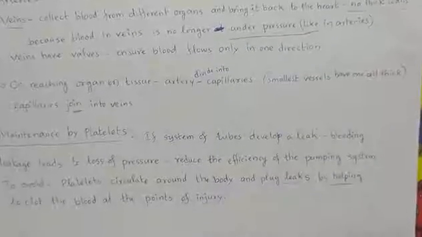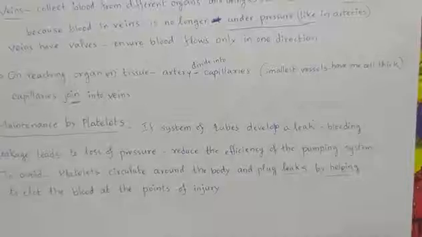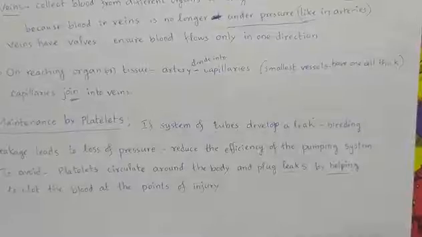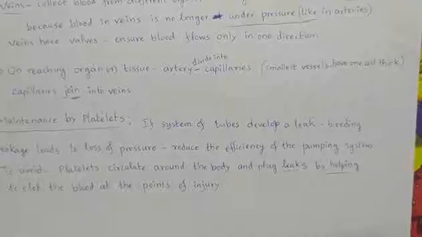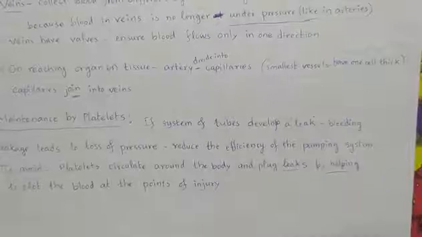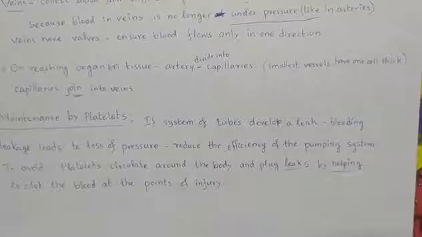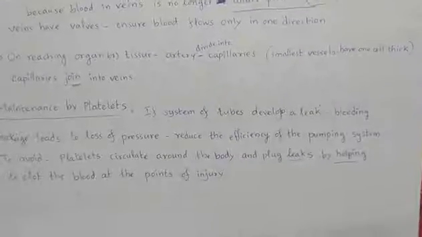On reaching an organ or tissue, the artery divides into many smaller blood vessels, which are known as capillaries. These smallest blood vessels or capillaries have only one cell thickness so that respiratory gases and digested food materials can be given to respective cells.